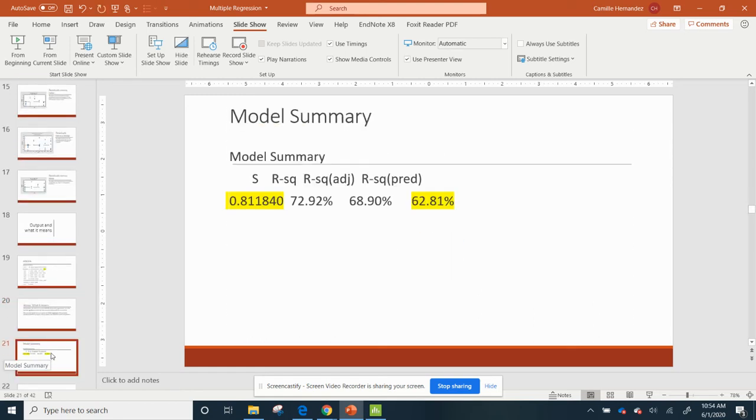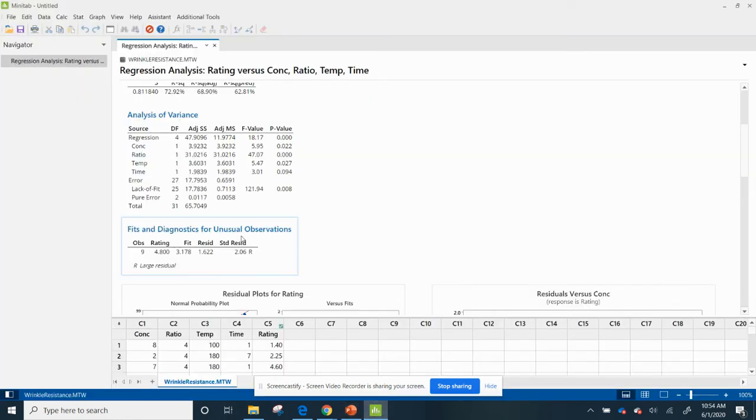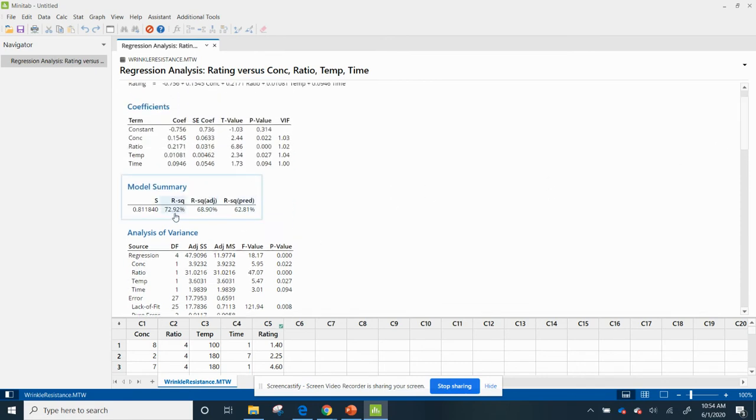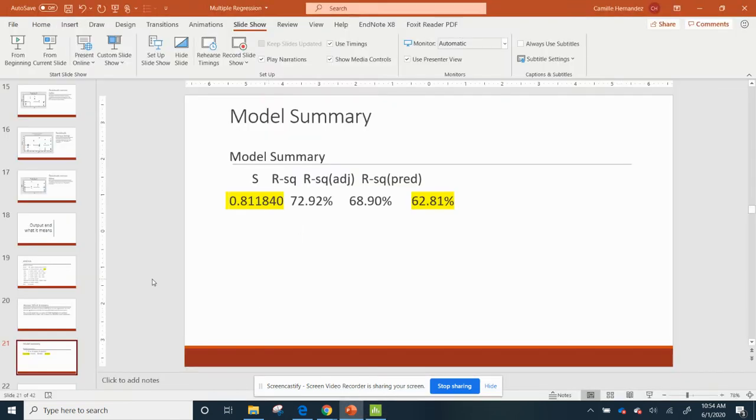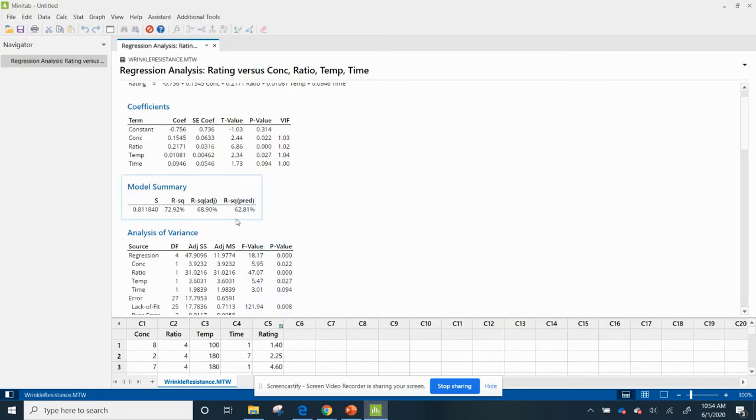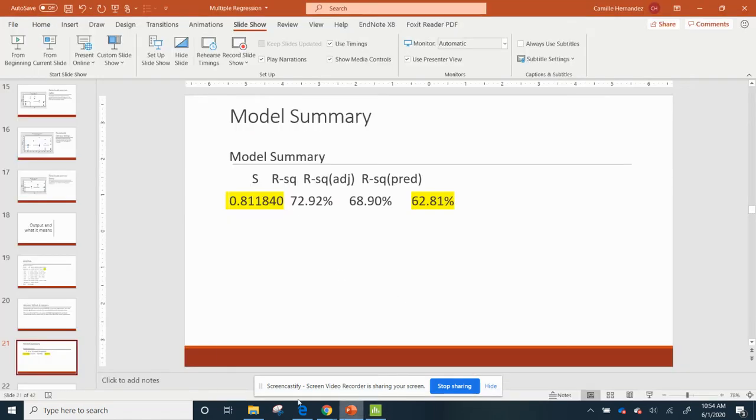All right, so the next part is my model summary, and I'm going to go look at this. So my model summary is right here. So it's showing my R-squared value of 72.92. So again, think about what R-squared meant before. So there's some stuff going on there. I'm going to look at the 62.81 just to be conservative. So 62.81% of Y could be explained by X. So just remember that from the linear regression.